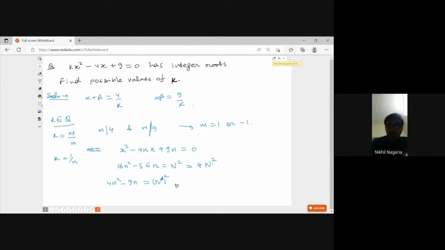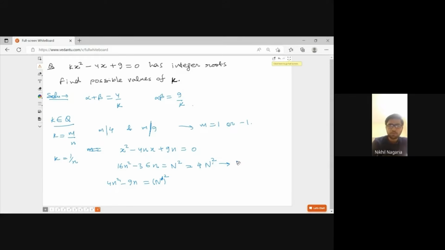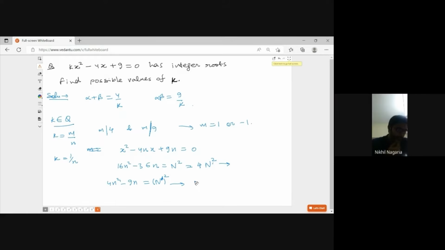So we have this, and now n divides LHS, so n must also divide RHS. You're talking about this equation? No, 4n square minus 9n equals n square. Okay. So this small n should divide this capital N, you are saying? Yes, sir. So we let n equals lambda small n, capital N equals lambda small n, and then we put it back, and we get 4n minus 9 equals lambda.